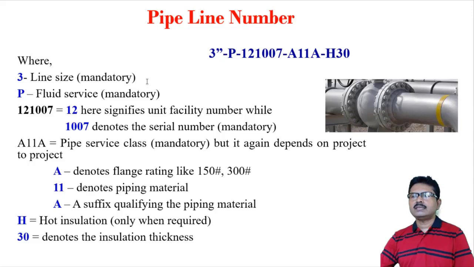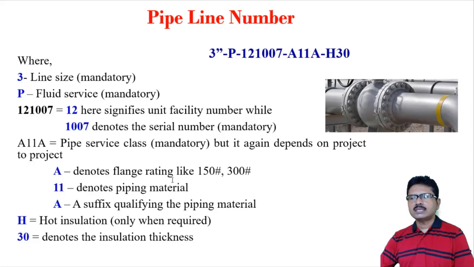3 indicates the line size, it is a 3 inch line size. P indicates the fluid service, which type of fluid is flowing through the pipeline. 12 signifies the unit facility number. Unit facility number means the number of an area in a particular process plant. 1007 denotes the serial number. A11A is the pipe service class, which is mandatory but again depends on the project.